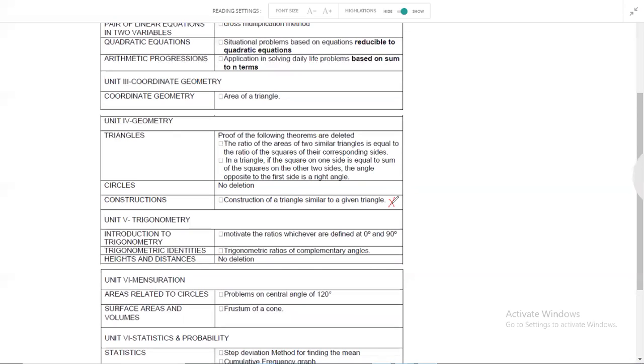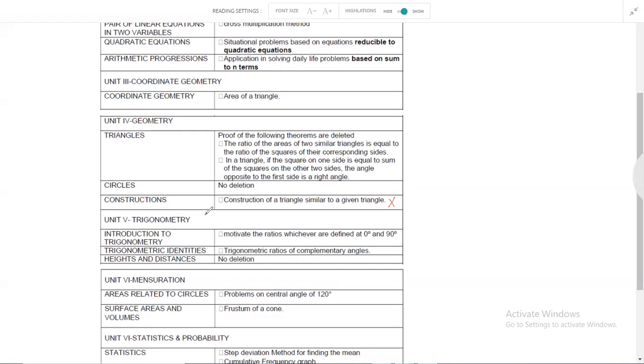So there will not be any questions related to this, as well as there will not be any question on construction of a quadrilateral similar to a given quadrilateral, because it is based upon this triangle construction only. So you need to learn from this particular chapter the tangents construction. That means tangent to a circle at a given point on the circle, and tangents from an external point to a given circle. These are the two things that you need to learn from this chapter.